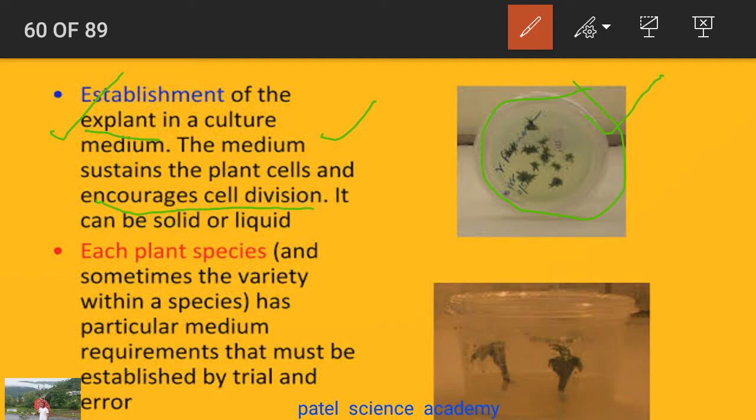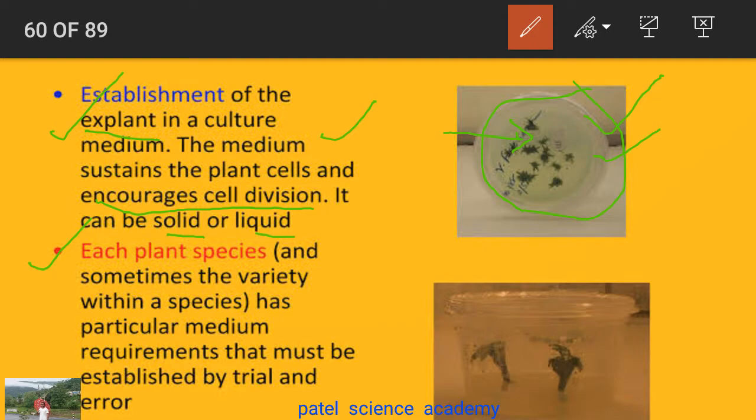So if you insert this explant in this nutrient medium, it will encourage cell division, because enough nutrients are available in that nutrient medium, so they will be quickly absorbed by the cells and the cells will start dividing. It can be solid and it can be liquid. The nutrient medium can be solid or it can be liquid.